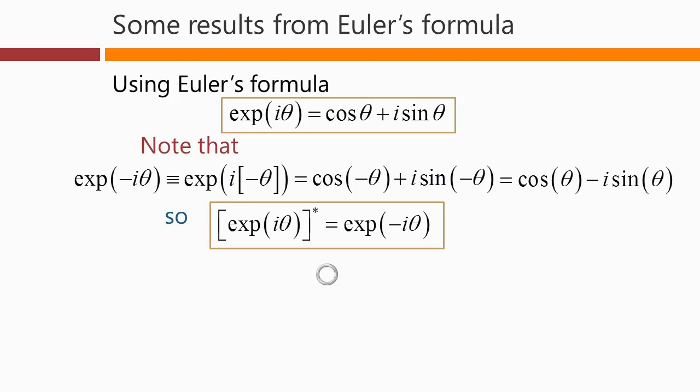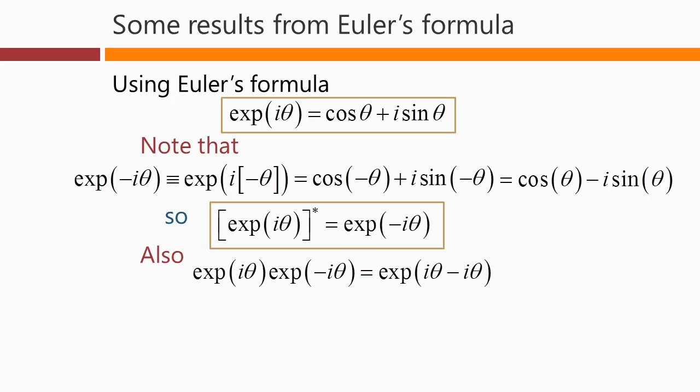So the complex conjugate of e to the i theta, exp of i theta, is exp of minus i theta, e to the minus i theta. Also, e to the i theta times e to the minus i theta, exponential of i theta times exponential of minus i theta, is exponential of i theta minus i theta, of course. We're just multiplying two exponents here. We add the powers. And of course, adding these two together gives us 0. And e to the power 0, or exponential of 0, is 1.